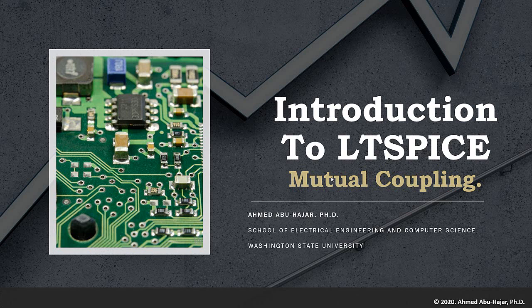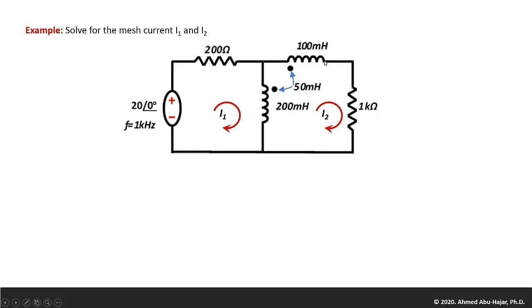Welcome folks, we are interested now in showing you how to simulate a circuit that contains mutual coupling using LTSPICE. So let's assume that you have this circuit example where you're going to use mesh analysis to solve for I1 and I2, and you have the voltage in the phasor domain. That means it's a sine wave, a magnitude of 20 at 1 kilohertz. So omega here is going to be 2 pi times 1 kilohertz, times 1000 basically.